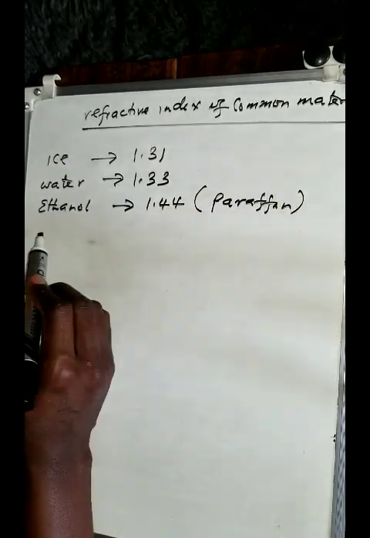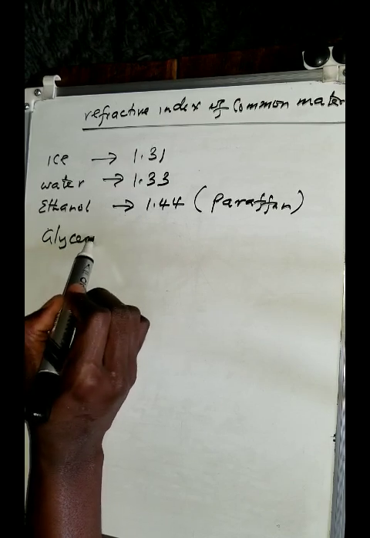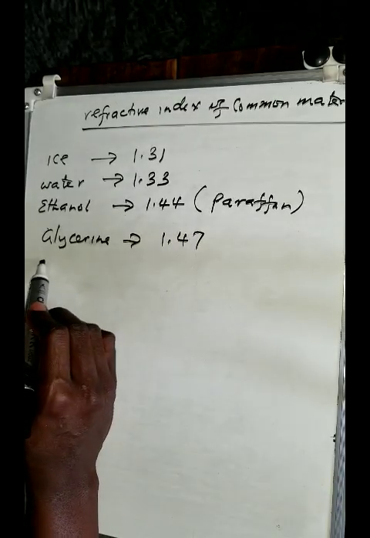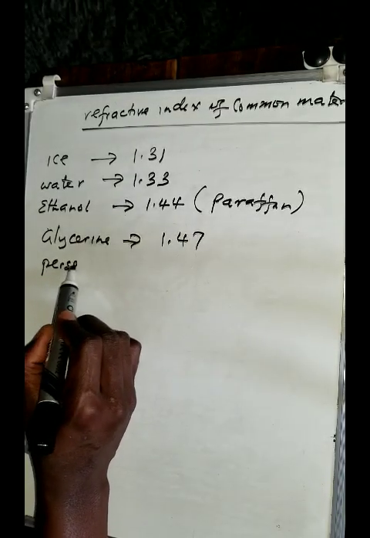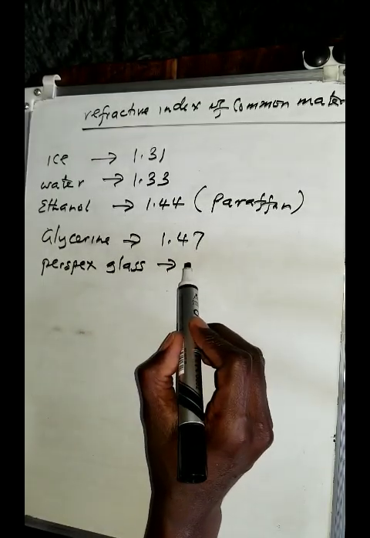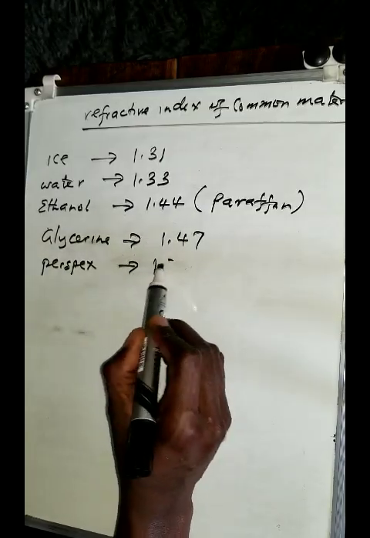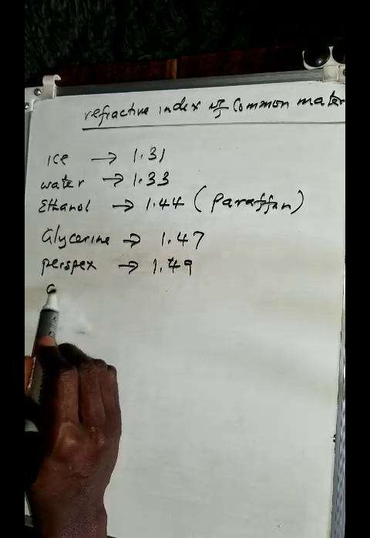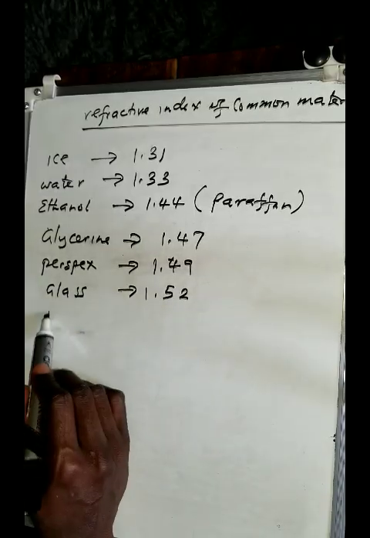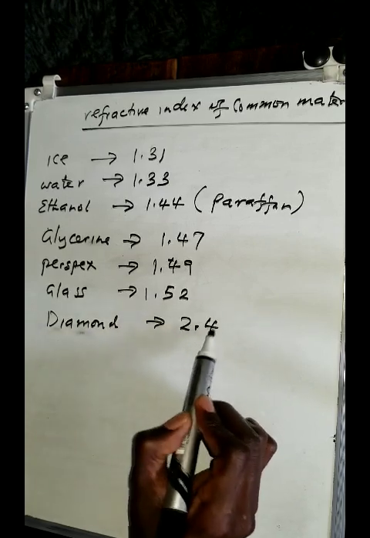Glycerin has a refractive index of 1.47. We also have perspex, which is usually like glass, depending on the type of glass you're dealing with. Perspex has a refractive index of 1.49. Flint glass is about 1.52. Diamond has a refractive index of 2.42.